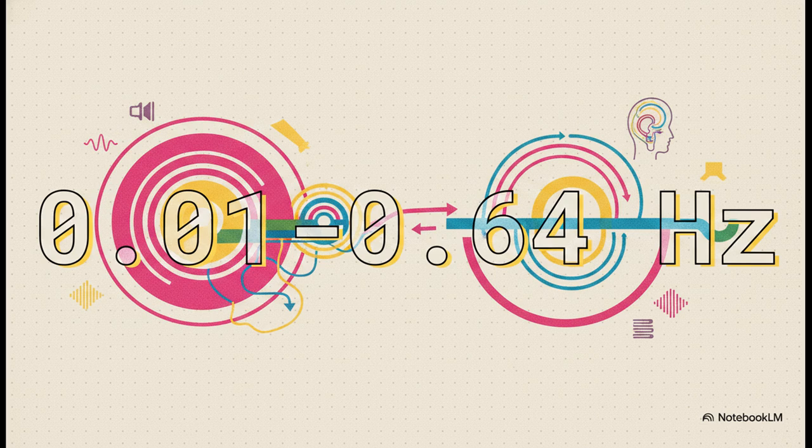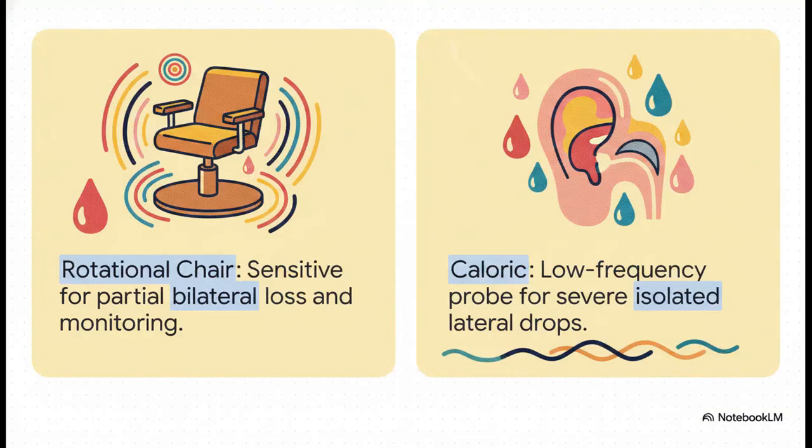The chair is essentially assessing lateral canal VOR gain and phase across these crucial mid-range frequencies. And because of this mid-frequency coverage, rotation is actually way more sensitive than calorics for catching partial bilateral loss early on. Calorics are fantastic for finding severe, isolated lateral canal drops, for sure. But the rotational chair, it's going to pick up reduced gain and abnormal phase leads that point to bilateral peripheral hypofunction long before it shows up completely on a caloric test.